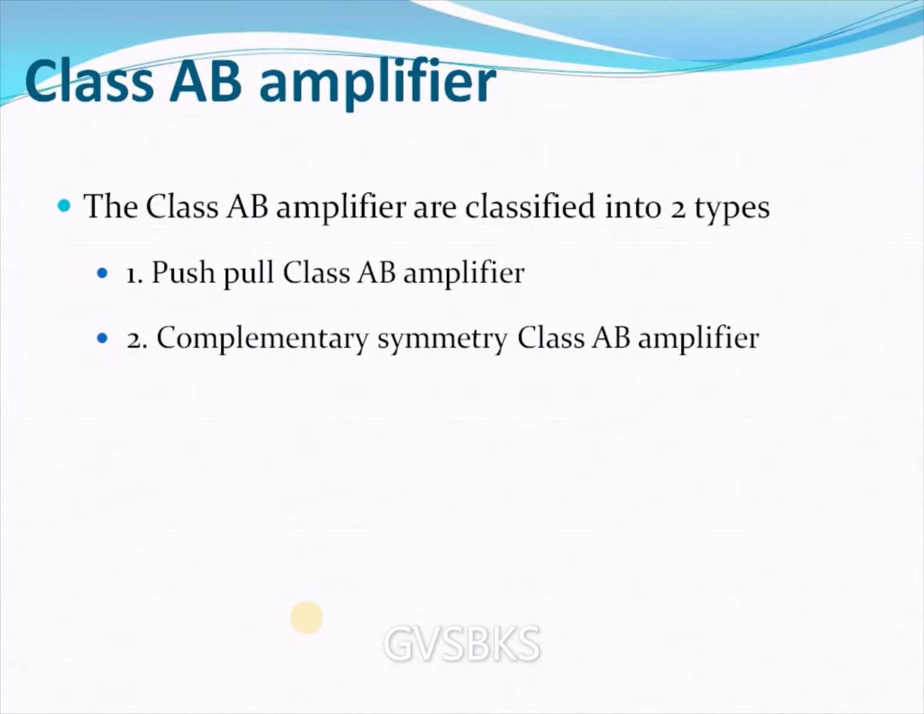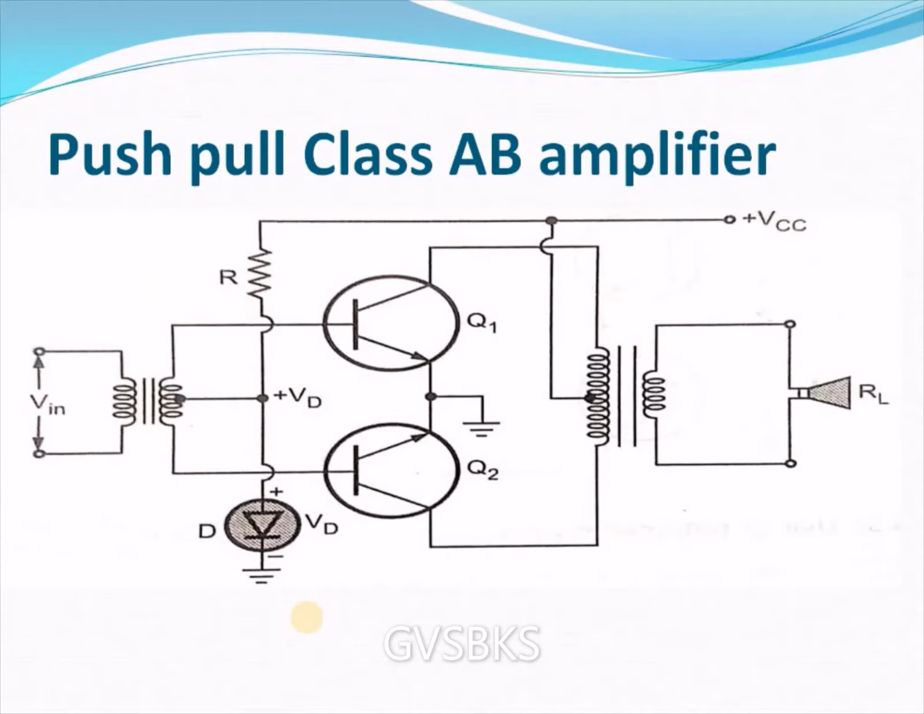The class AB type of power amplifiers are classified into two types. One is push-pull class AB type of power amplifier and the second one is complementary symmetry class AB type of power amplifier. So let us see the first one, push-pull type of class AB power amplifier.